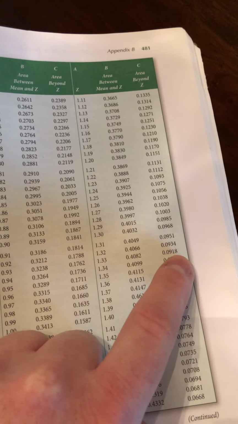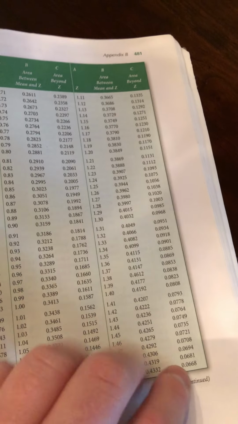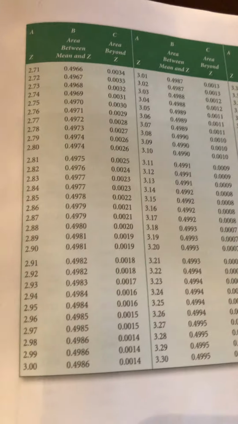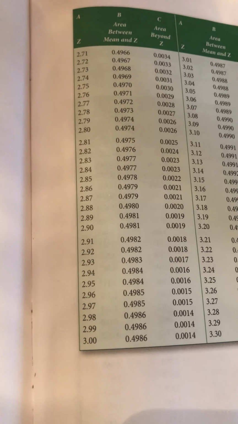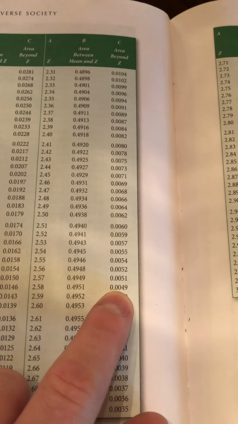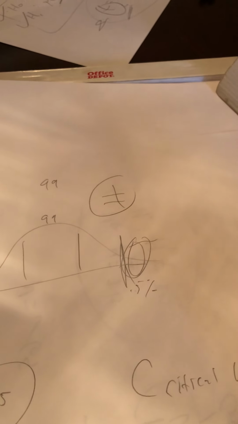So I'm looking here, 0.005, going down. Got to go all the way to the end. Obviously, it's a really high number. 0.005, and it's right about there. 2.58. Okay? So that's what you'll use for your critical value, which is equal to 2.58.